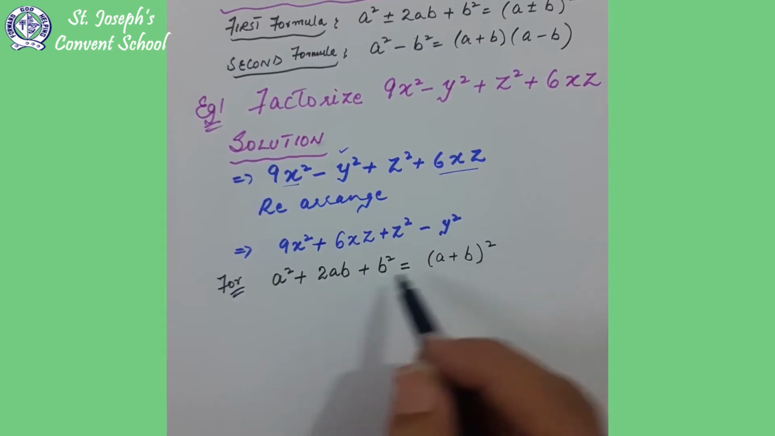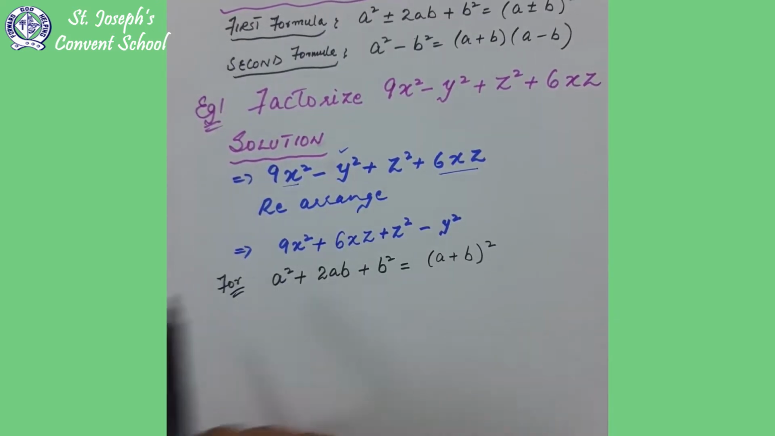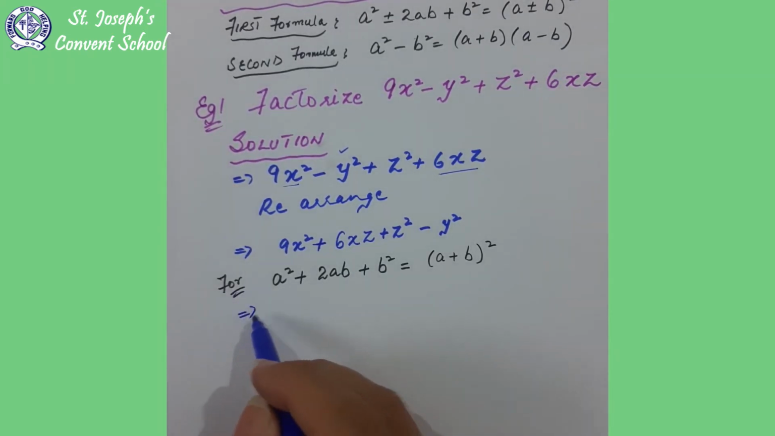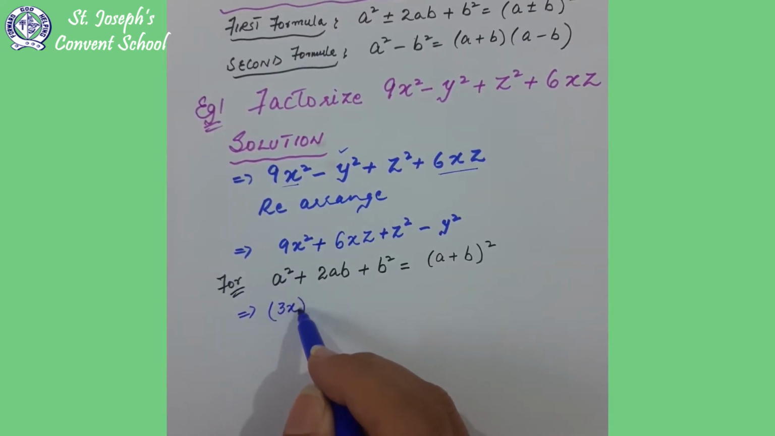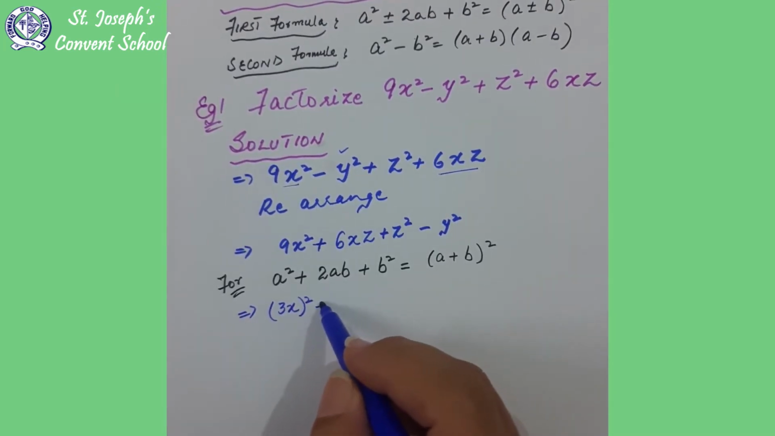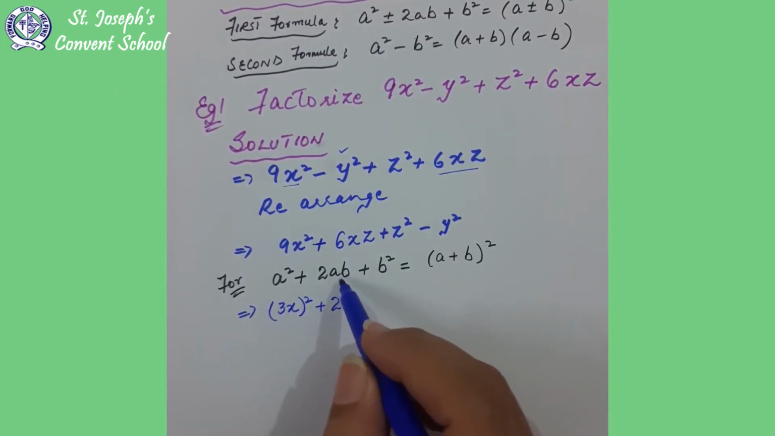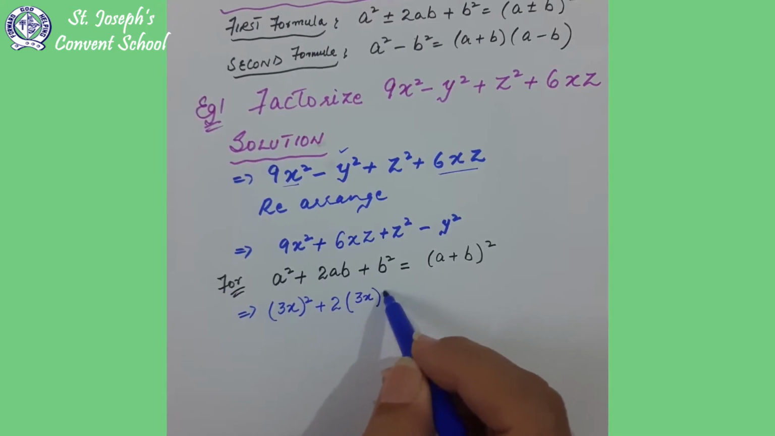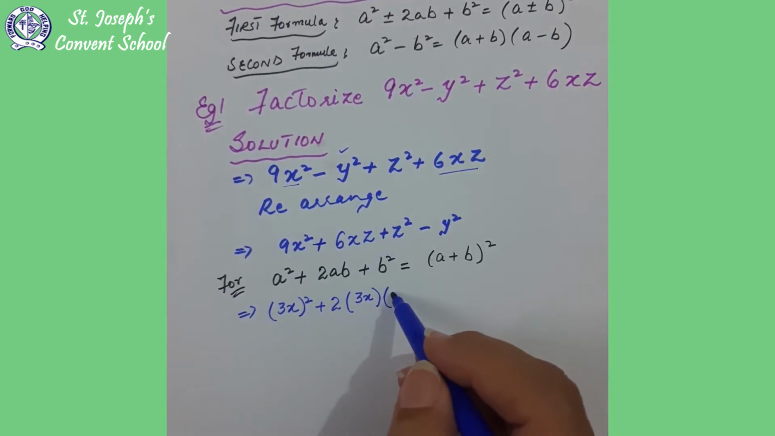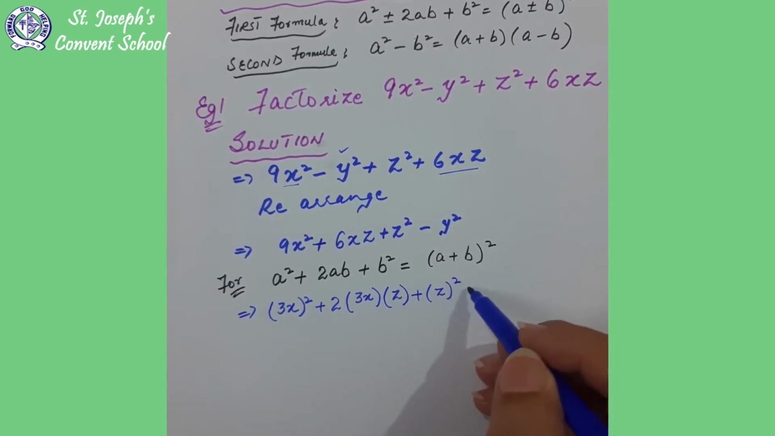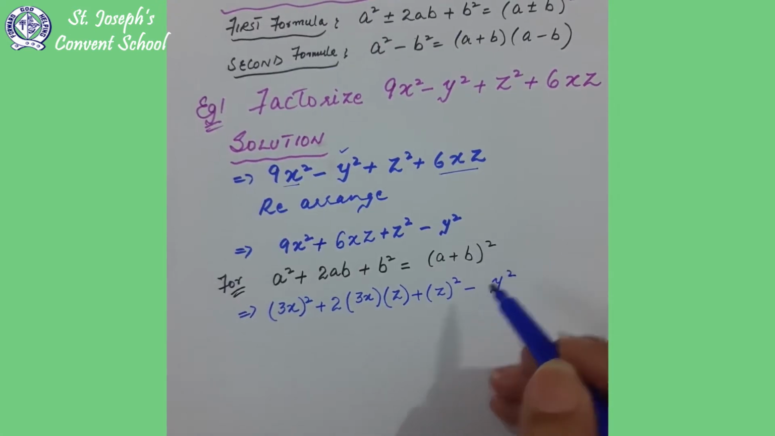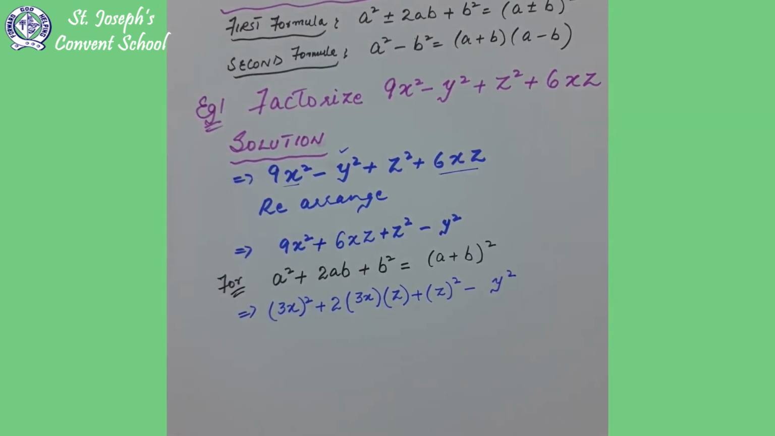Now we will change it into this form. First compare it with this. Let me write it according to the formula. A square, compare it with this. So a square means root of first term, 3x square, plus 2 into a, the first term, and b, the last term, which is z, plus z whole square minus y square. Okay, so we have compared the question.